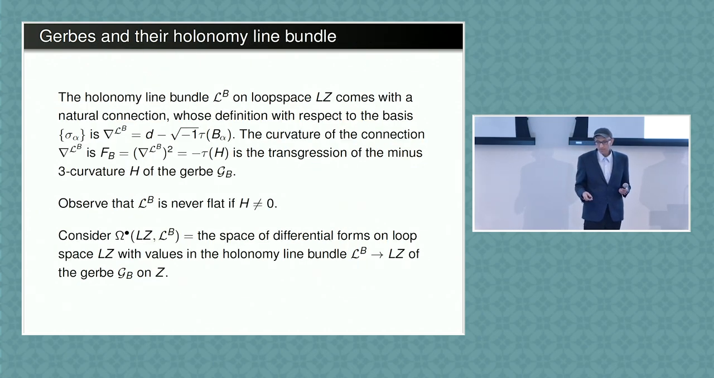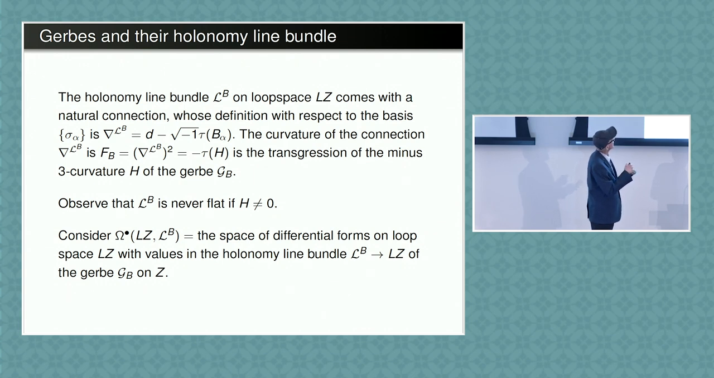So the holonomy line bundle comes with a natural connection. So the connection is defined with respect to this basis sigma alpha: nabla LB is equal to d minus square root of minus 1 times the transgression of B alpha. The transgression of B alpha will be just a one-form, right? So this is an actual connection.